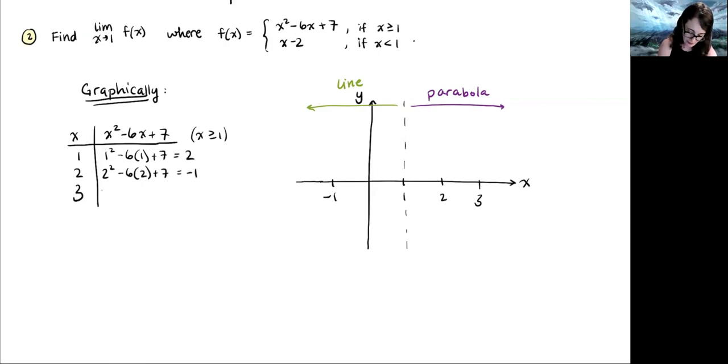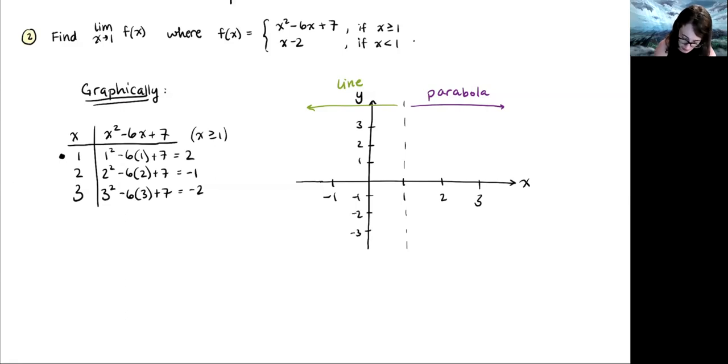And we'll plug in a 3. And that comes out to be -2. Okay, now here's where the equality matters. When x actually is equal to 1, we're following this parabola, this quadratic. So this is going to be a filled in circle, a filled in point, whereas on the line it's going to be an open circle or an open point. So when we plot these, I'm going to need some scale on my y-axis here. So why don't we just go up to 3 and down to -3.